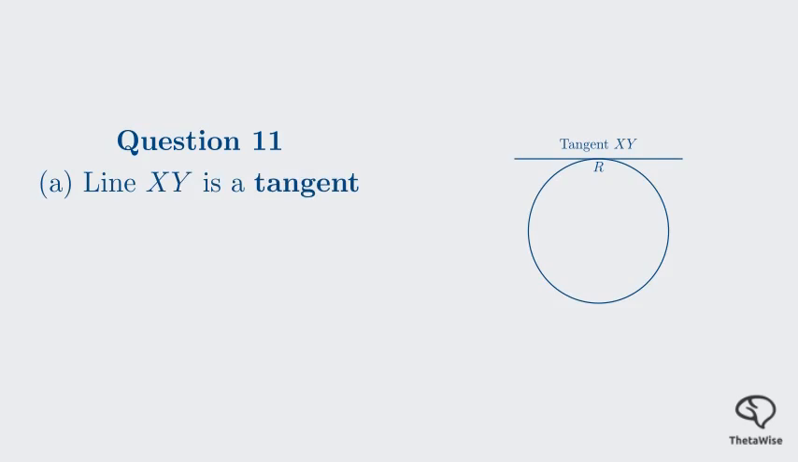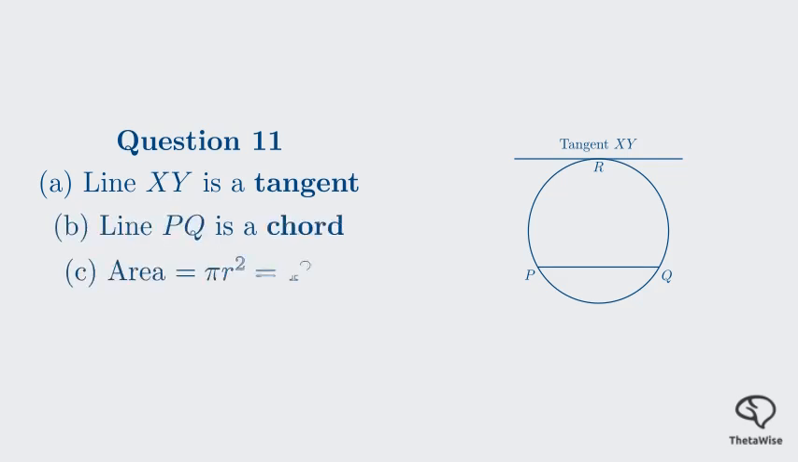Now, let's look at question 11, which tests your knowledge of circle properties. In part A, the line XY touches the circle at exactly one point, R. The mathematical name for such a line is a tangent. In part B, the line PQ connects 2 points on the circumference, but does not pass through the center. This is called a chord.